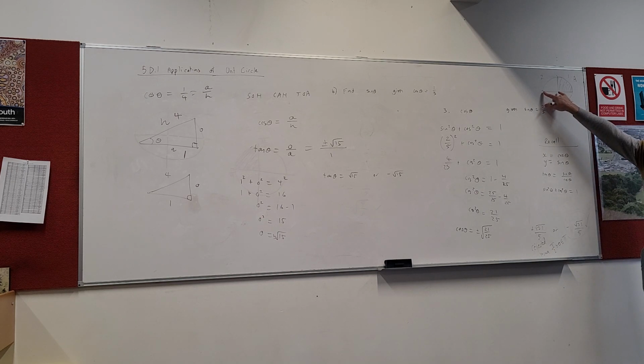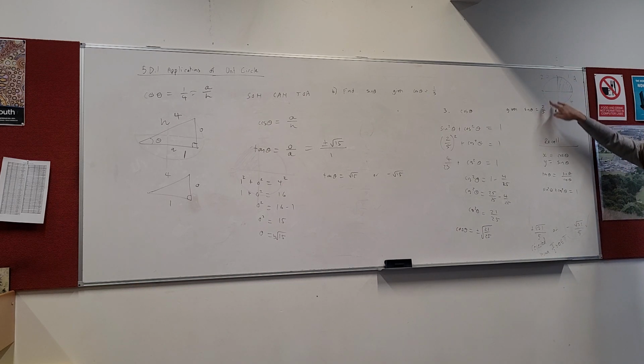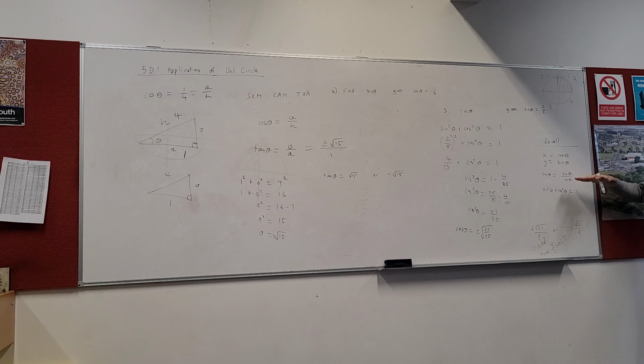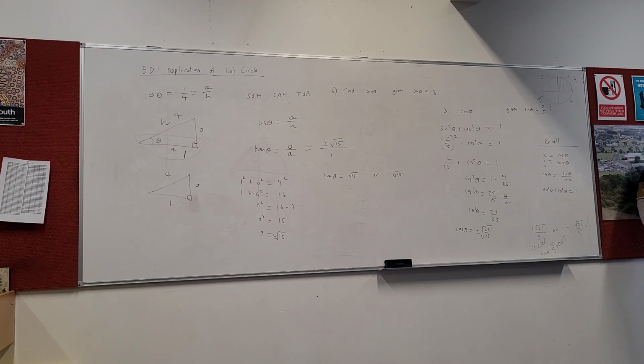In the second quadrant, only sine is positive. Both cos and tan are negative. In the third quadrant, everything's negative. So sine is negative, cos is negative. But that means if we have tan is sine divided by cos, and negative divided by negative, tan is positive in that region. And in the last region over here, we have positive x, but negative y value. So only cos is positive.